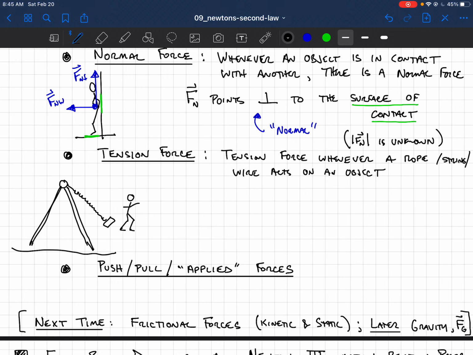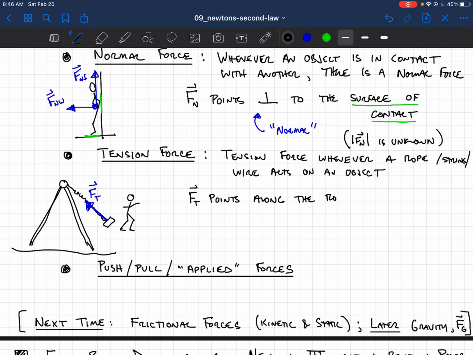Now I don't have to deal with the child. So we have a tension force acting on the swing itself. So we have a wire or a rope or a chain or something here, and we say that there's a force of tension on that swing that's at the bottom of the wire. And so what do we see? We see that the force of tension points along the rope.